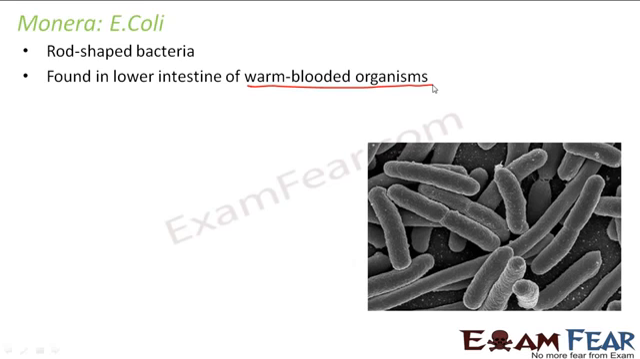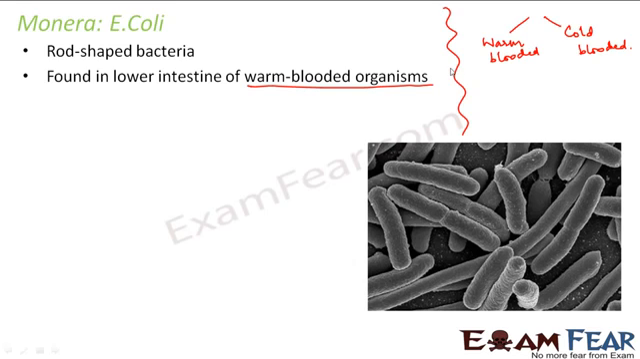Now we can categorize animals into two types depending upon their body temperature. One is warm-blooded and one is cold-blooded. Let me explain what warm-blooded animals are, because that will help you in the long run. So we have two categories of animals: warm-blooded and cold-blooded. What are warm-blooded animals and what are cold-blooded animals?